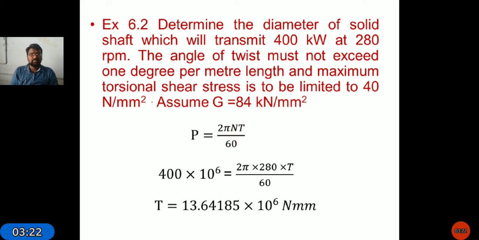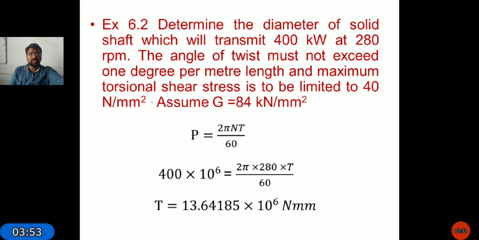Next, note down the value of power, that is 400 into 10 power 6 equals 2 pi, n value is 280, and T, which we don't know, by 60. By simplifying this equation we can calculate the torque as 13.64185 into 10 power 6 Newton millimeter. It is the value of torque.